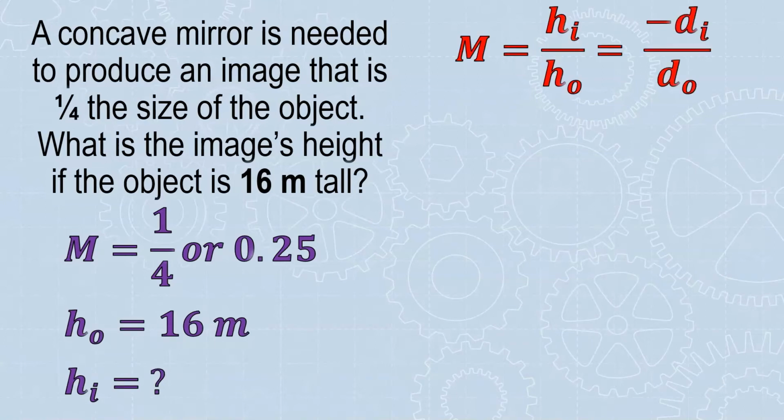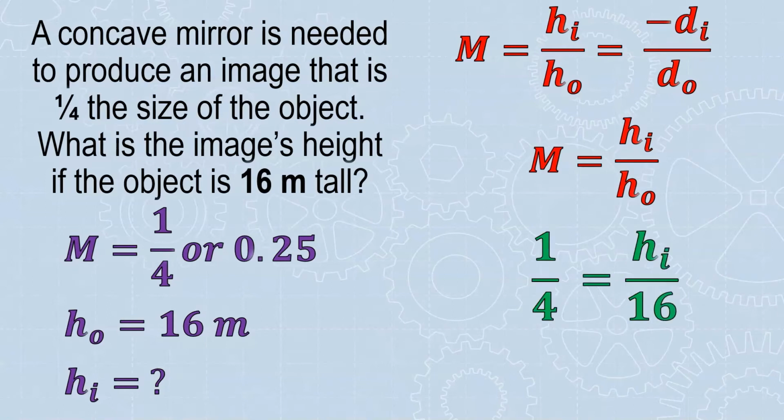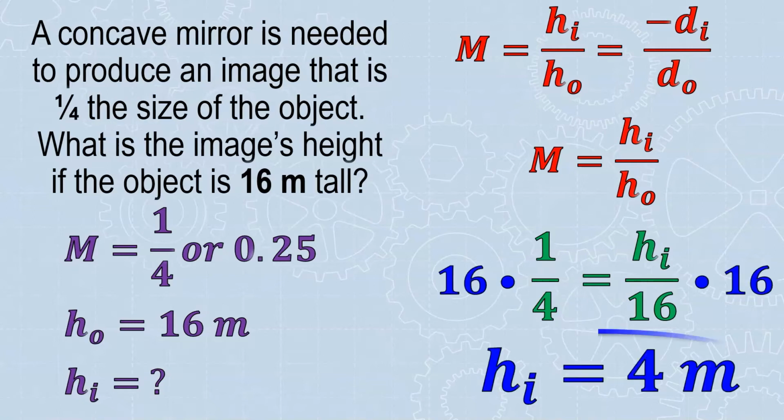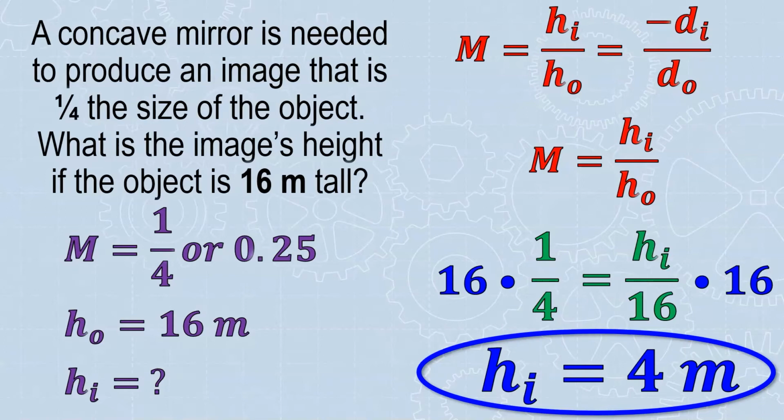So here's our formula. There's our magnification formula. We're looking at HO, HI, and M. So I'm just going to use that first portion. Plug in what we know, and then we solve for what we don't. HI divided by 16, so I want to solve, multiply both sides by 16, which means 16 divided by 4 is 4 meters. The image, in this case, would be 4 meters tall.